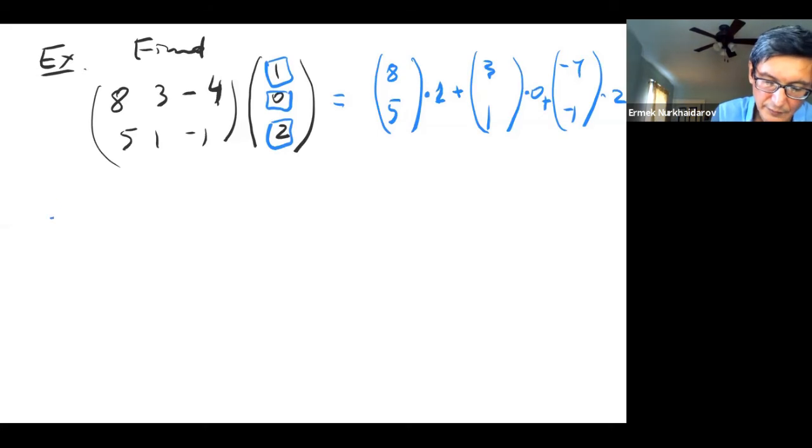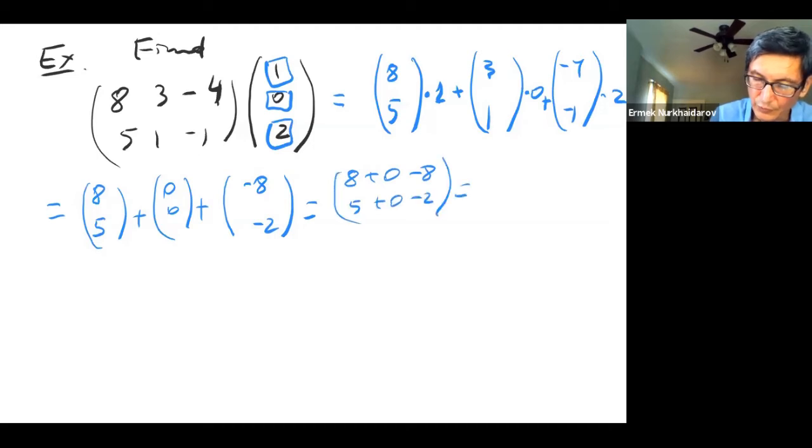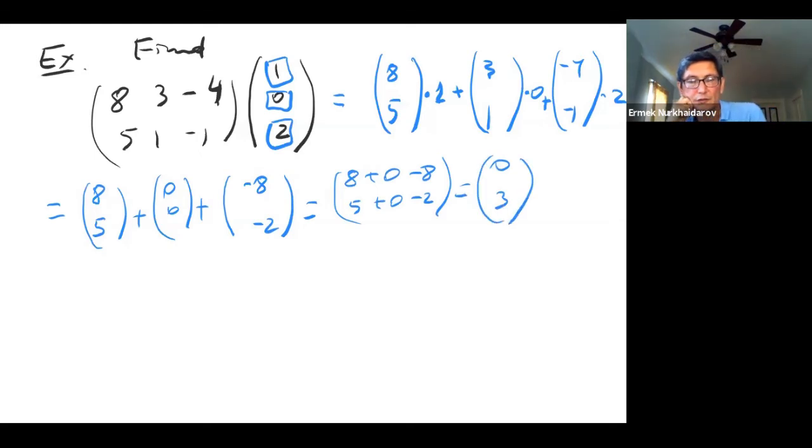So what we're going to have is 8, 5 plus 0, 0 plus -8, -2. So we're going to get 8 plus 0 minus 8, and 5 plus 0 minus 2. So we're going to get 0 and 3. Okay. So what we do is, from our matrix multiplication, you switch to vectors and finish up.